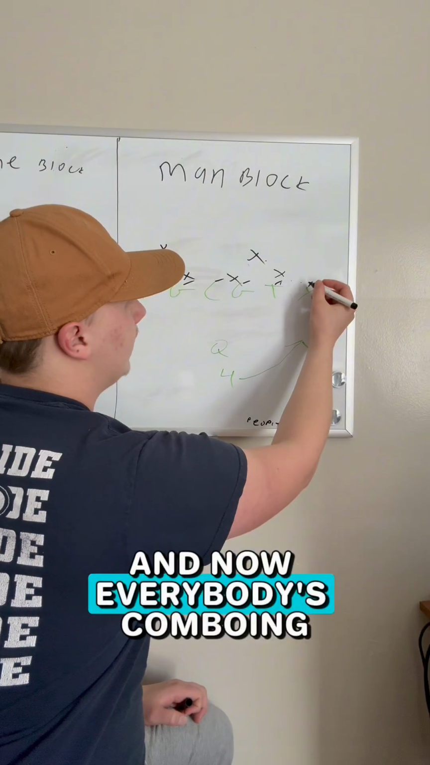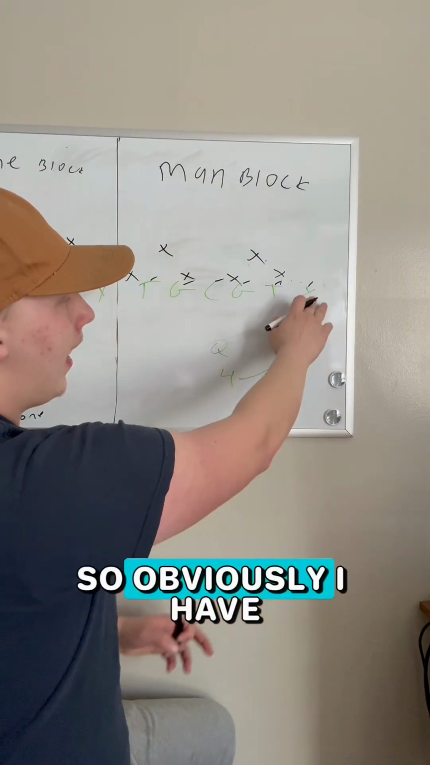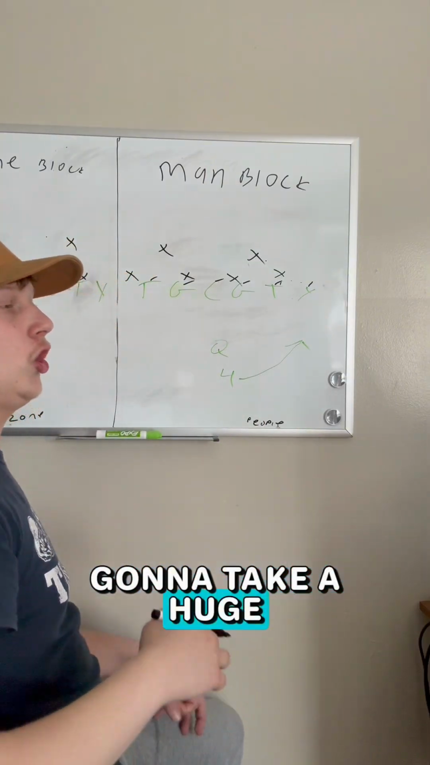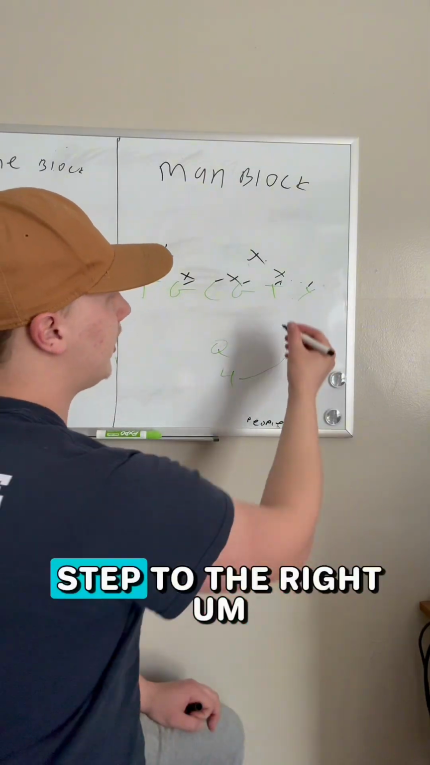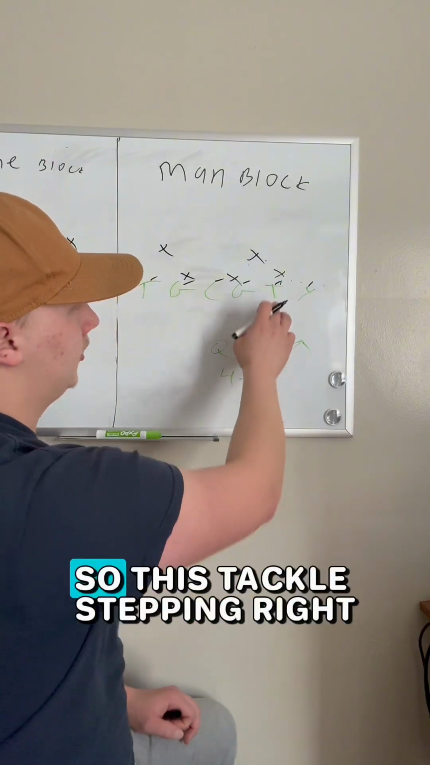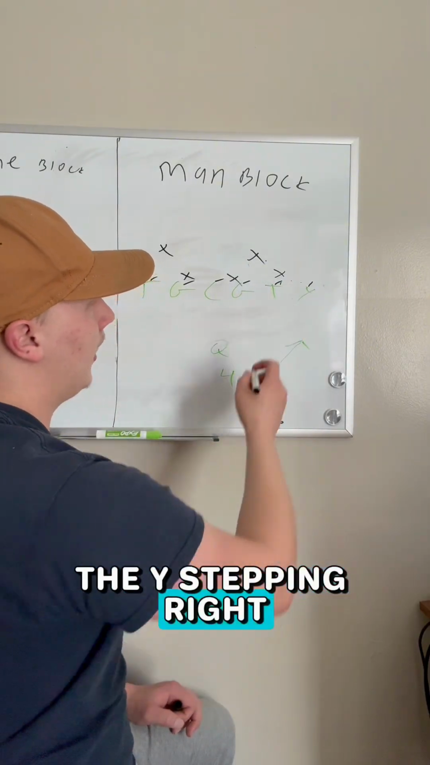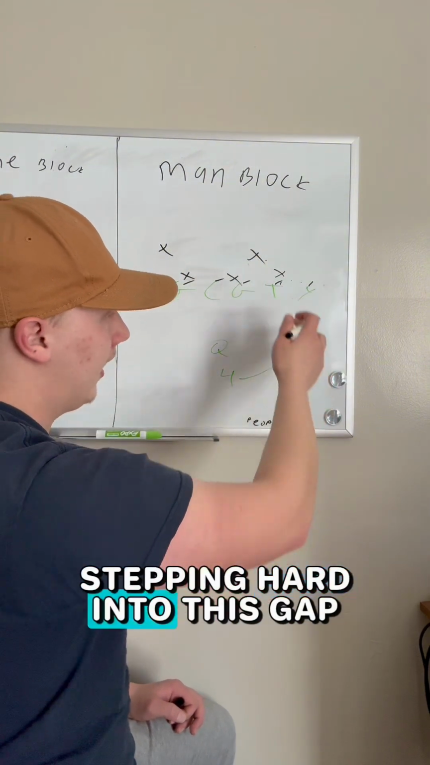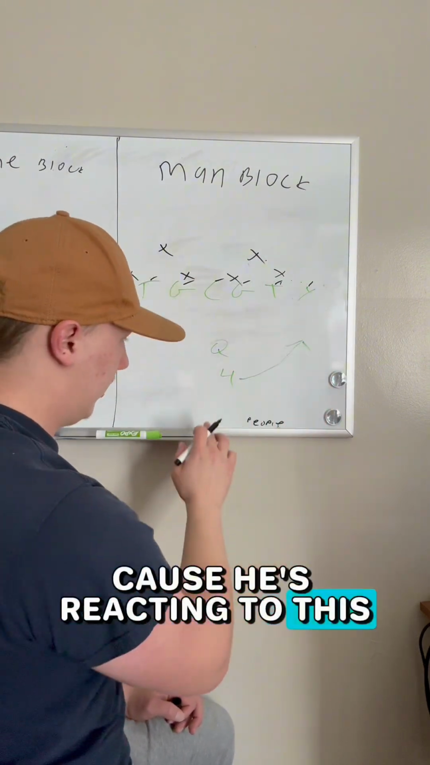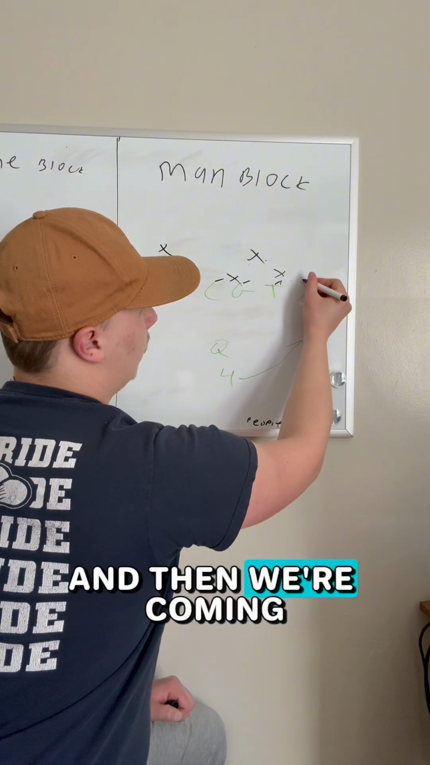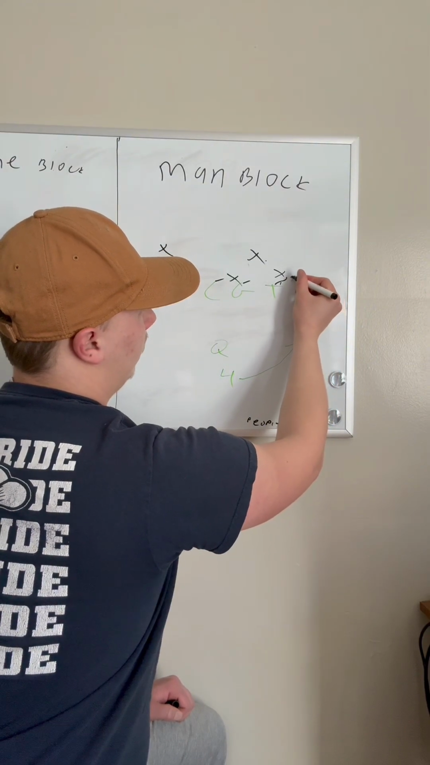And now everybody's comboing. So obviously I have all these arrows going right, but this Y isn't going to take a huge step to the right. He's going to take the step to the right. And we got an easy combo here. So this tackle's stepping right, the Y is stepping right. This X or this end is going to be stepping hard into this gap because he's reacting to this sweep. So we're going to step right, and then we're coming up and we're comboing.